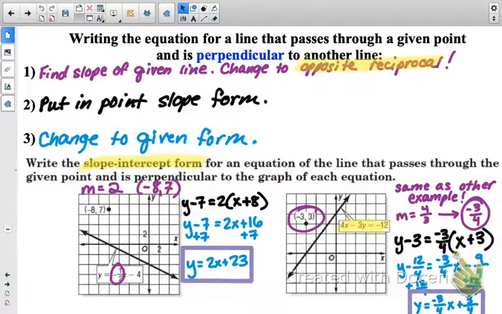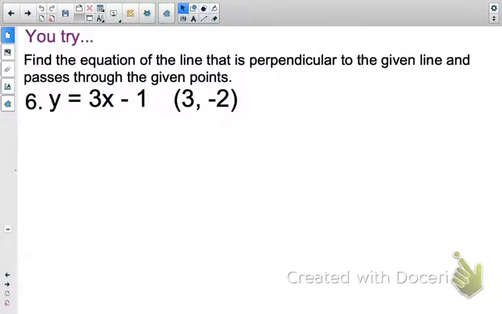All right, the last thing I'm going to ask you to do today is this you-try problem. So they give you the equation of the line and the point. Make sure you use a perpendicular slope. And that is the last thing you're going to do.